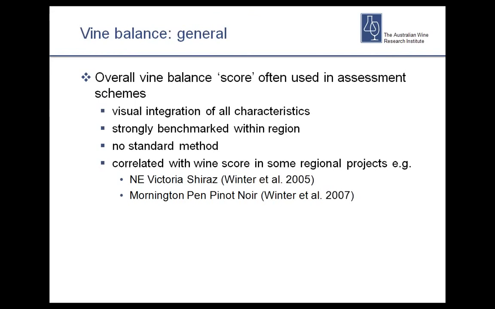In general, overall vine balance score is often used in assessment schemes. This is generally a visual integration of all characteristics. It's strongly benchmarked within the region, but there's no standard method that's used. A general vine balance score has been correlated with wine score in some of the regional benchmarking projects. For example, one in northeastern Victoria with Shiraz, and another for Pinot Noir in the Mornington Peninsula, also in Victoria.